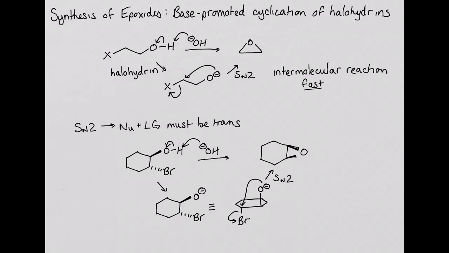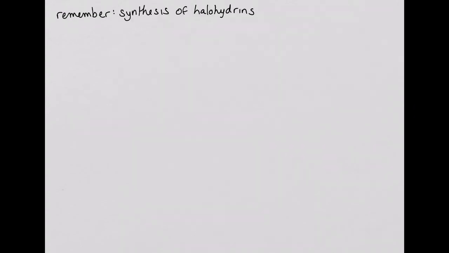This reaction will not occur if the hydroxyl group and the leaving group are cis to one another. Fortunately, if we think back to the synthesis of halohydrins, we will remember that this synthesis is stereoselective and only ever produces the anti-addition of bromine or halogens and the hydroxyl group. Let's look at an example.